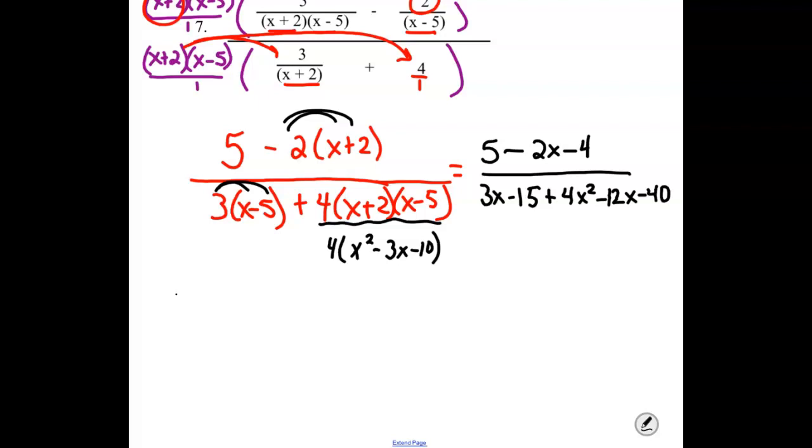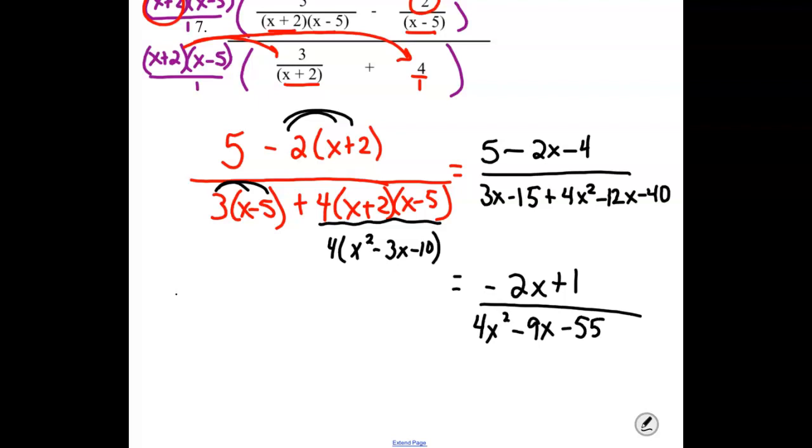Combining like terms, for our numerator, we would have a negative 2x plus a 1. For our denominator, we have a 4x squared. We have a 3x minus 12x, that would be negative 9x. And we have a negative 15 and a negative 40, so we'd have negative 55.